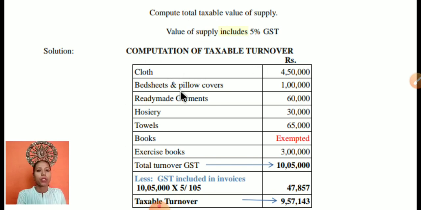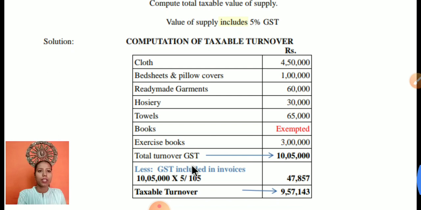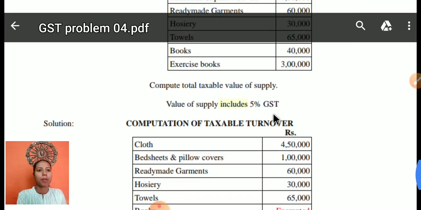Now come to the computation of taxable turnover. Cloth, bedsheet, ready-made, hosiery, towel. Look at this. Book is exempted. All others are taxable. Exercise books are taxable. Now total it. You will get the total turnover including GST. So first you have to deduct the GST. 5%, they mention the 5%. In the last problem you have seen they gave the amount, but in this problem they gave the percentage.